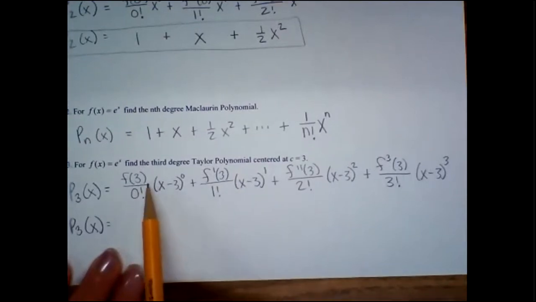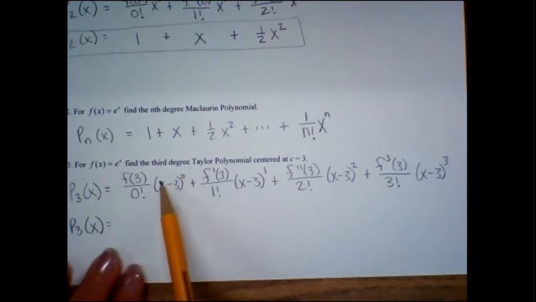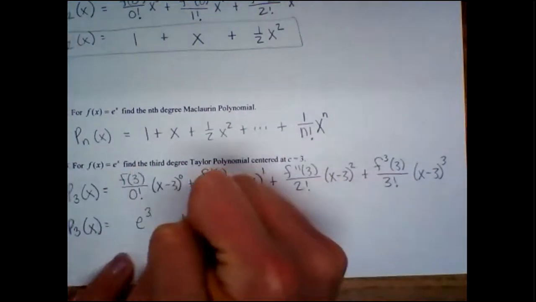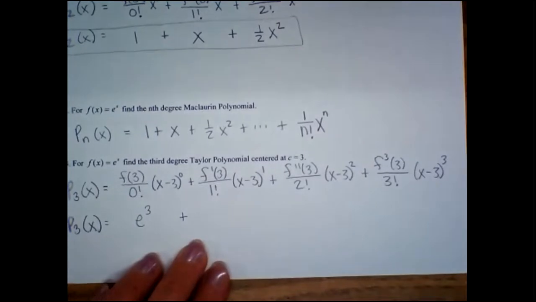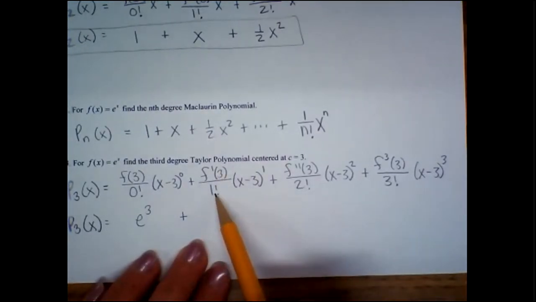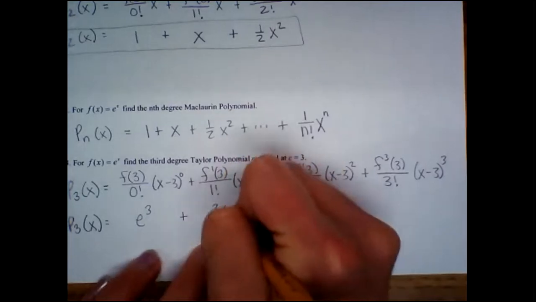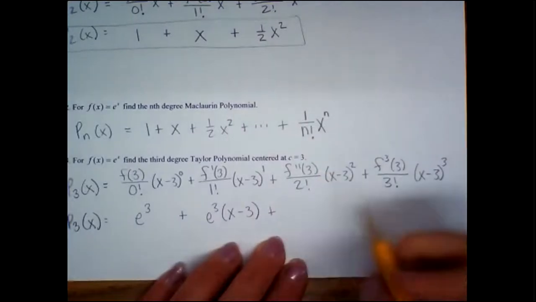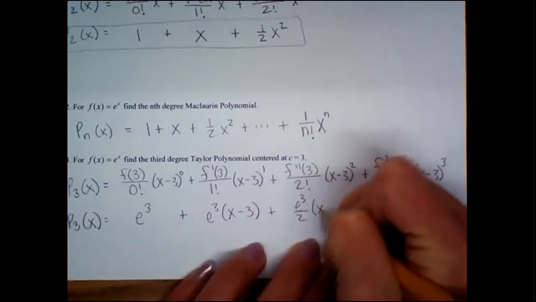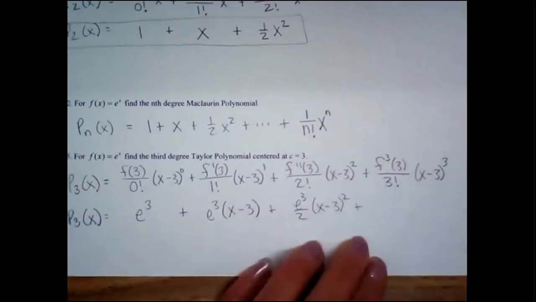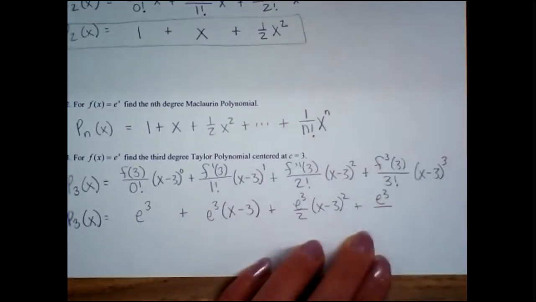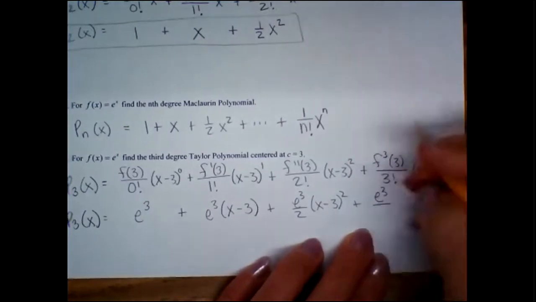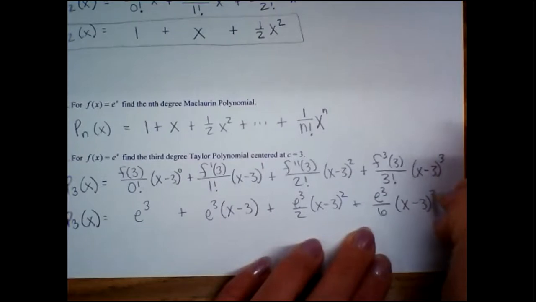All right, f of 3, the function was e to the x. So that would just be e to the third over, this would just be 1. So just e to the third, and then all of that would just be 1. So just e to the third. Plus, again, we used e to the x because all the derivatives are the same. This would be e to the third over 1, which is just e to the third, and then x minus 3 to the first. Plus, e to the third over 2, x minus 3 squared, and then e to the third over, what is 3 factorial going to give us? 6, good. And then x minus 3 cubed.